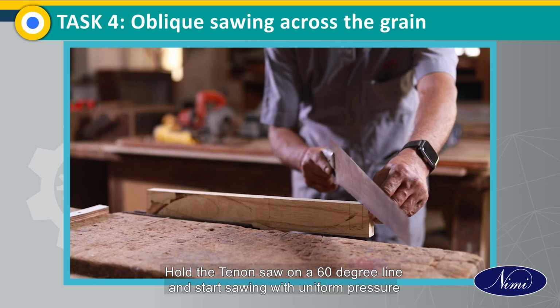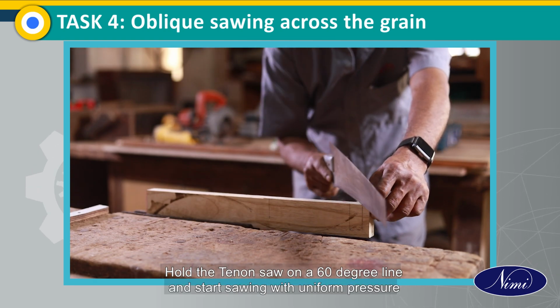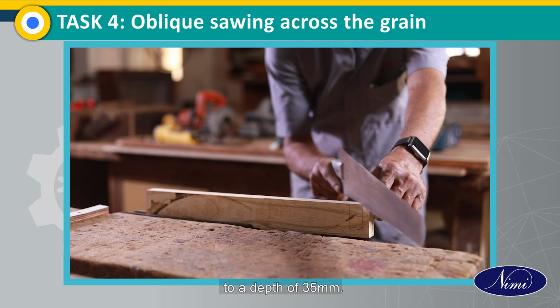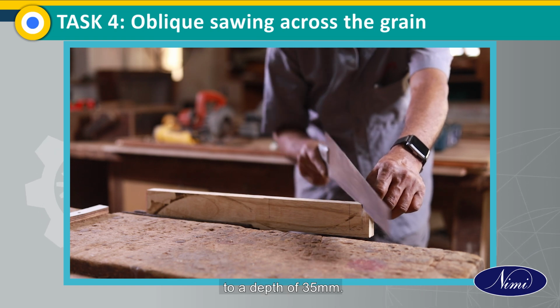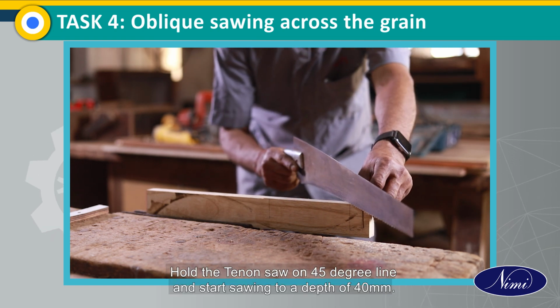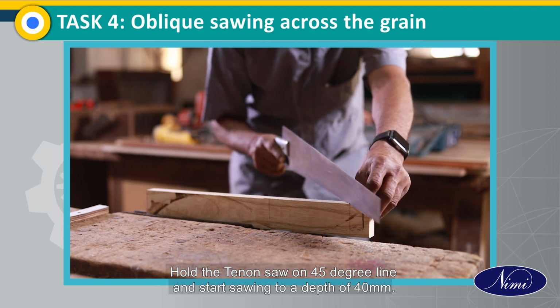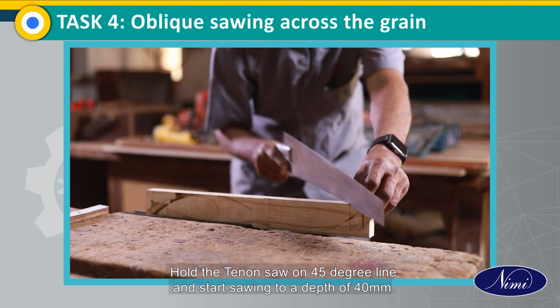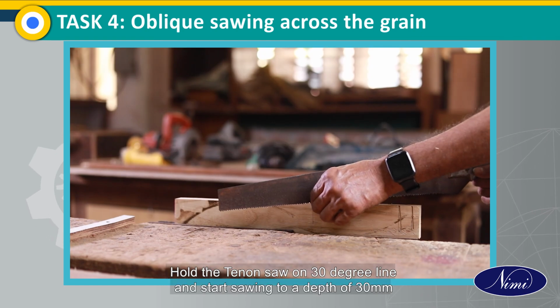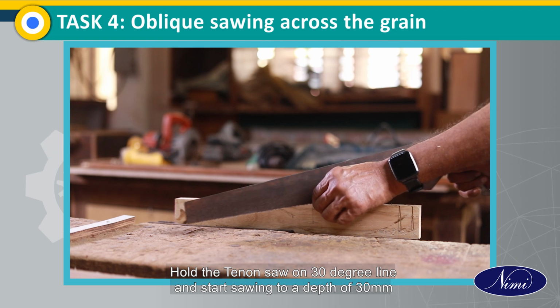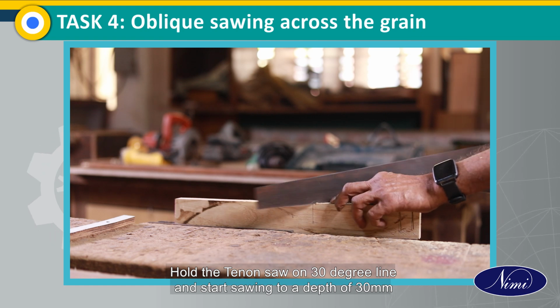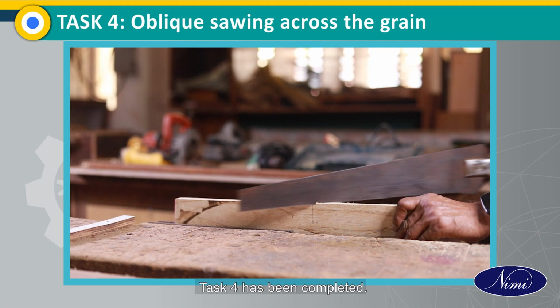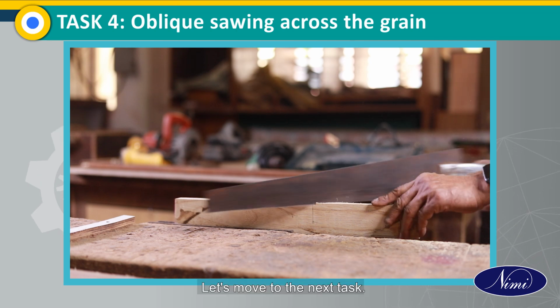Hold the tenon saw on a 60 degree line and start sawing with uniform pressure to a depth of 35 mm. Hold the tenon saw on the 45 degree line and start sawing to a depth of 40 mm. Hold the tenon saw on the 30 degree line and start sawing to a depth of 30 mm. Task 4 has been completed. Let's move to the next task.